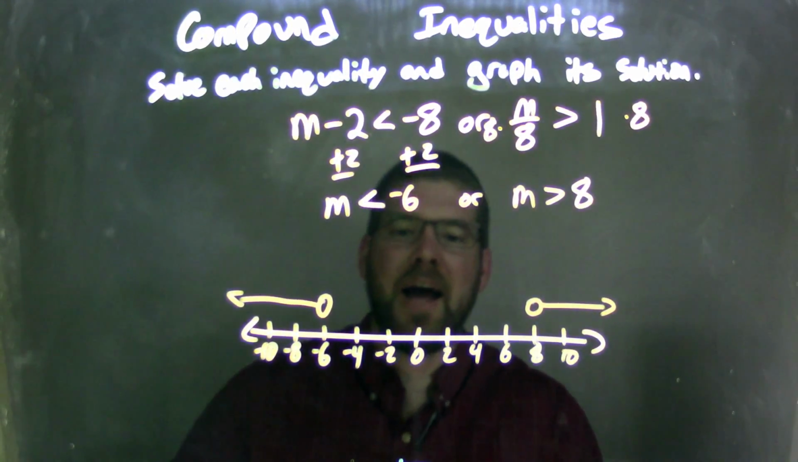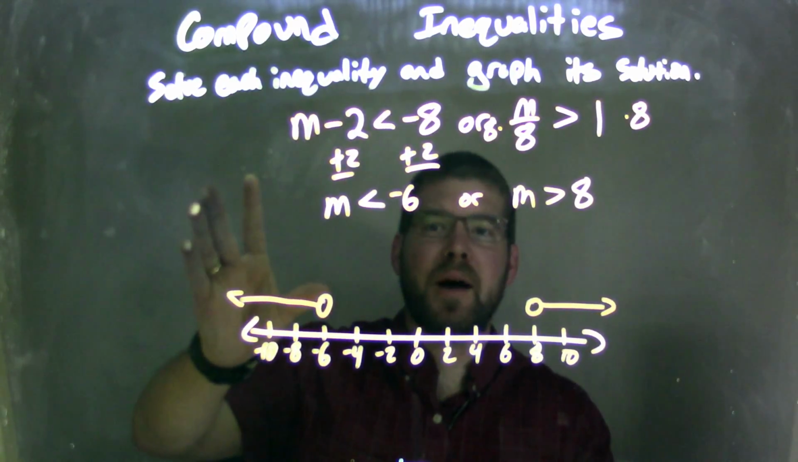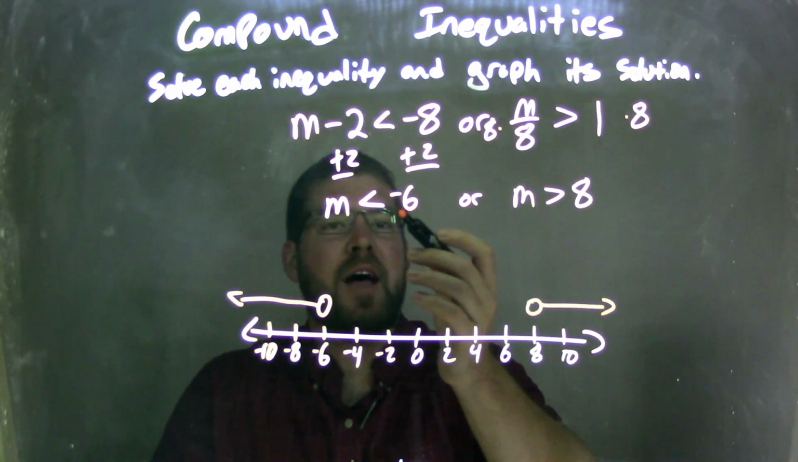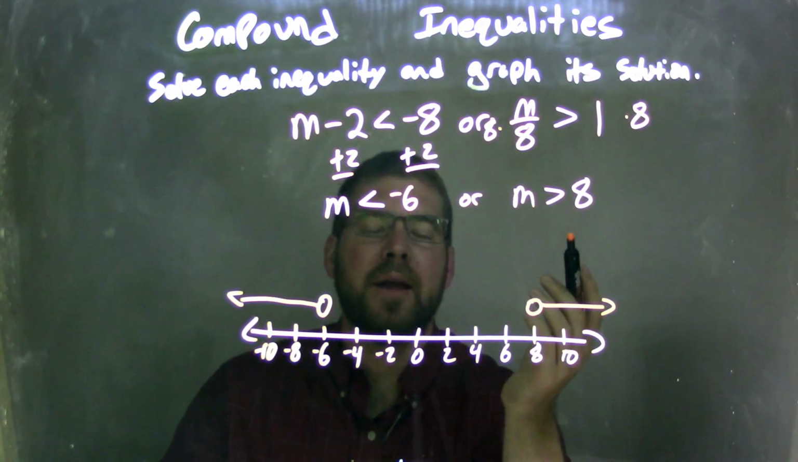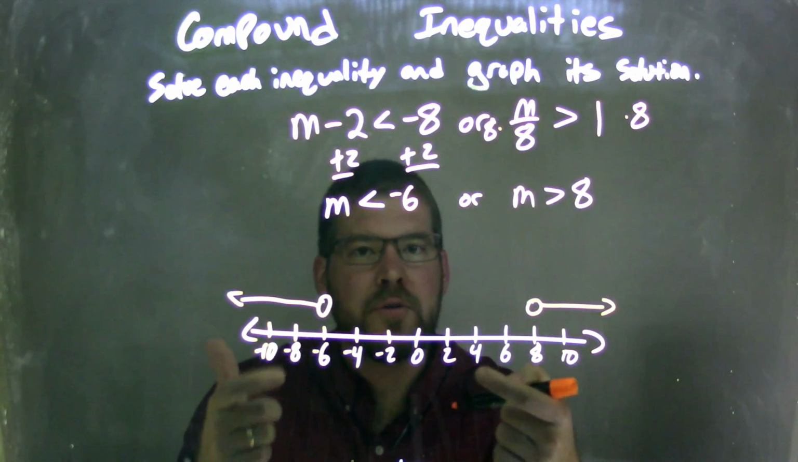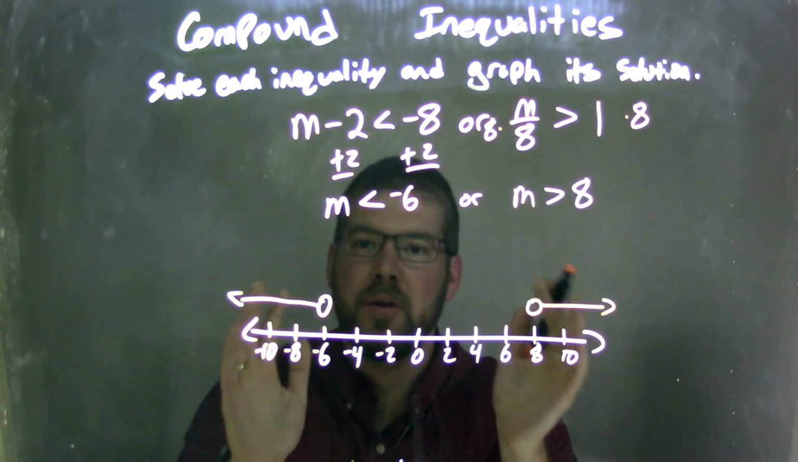And now I have a graph that represents my compound inequality, which is m is less than negative 6, or m can be greater than 8. And so this graph shows now all possible values that m can be.